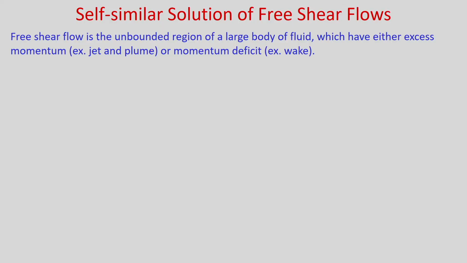Free shear flow is the unbounded region of a large body of fluid which have either excess momentum, examples are jet and plume, or momentum deficit like wake. So, whatever governing equation we have derived for laminar boundary layer flows, if dominant velocity is in the x direction, then those equations are valid for free shear flows.